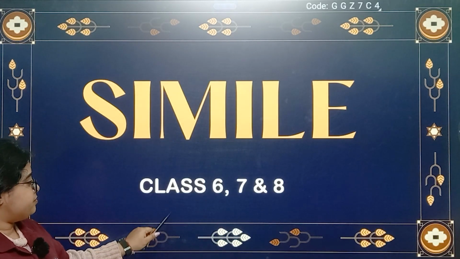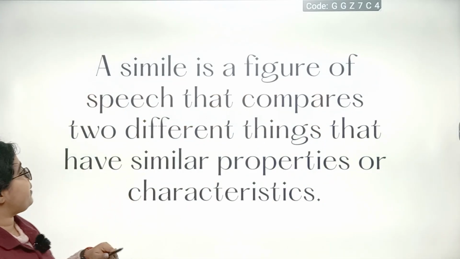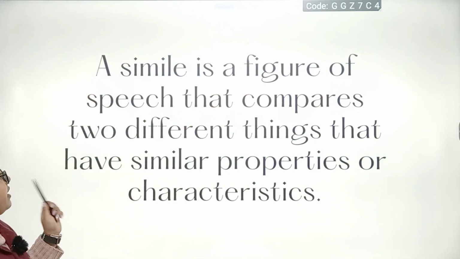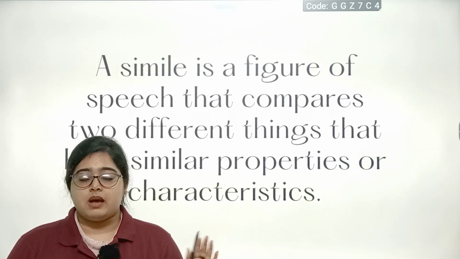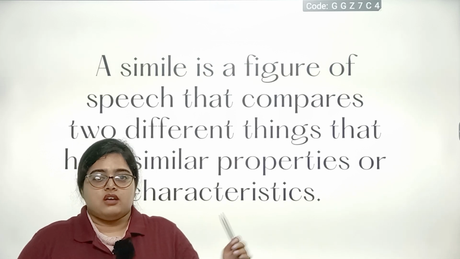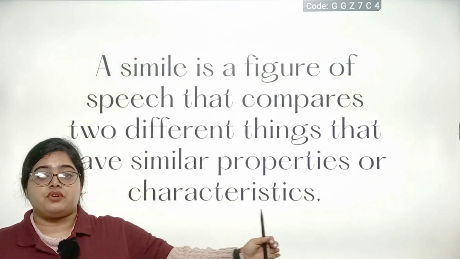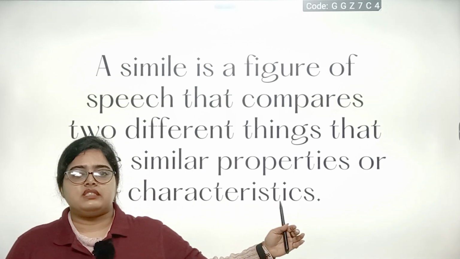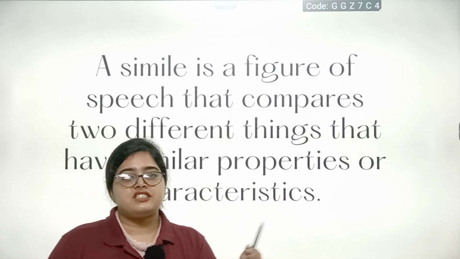You see, a simile is a figure of speech that compares two different things that have similar properties or characteristics. For example, someone is running, okay? Someone is running and suddenly his speed increases. She is running very fast. She runs like a tiger, or he runs like lightning, or he runs as fast as lightning.